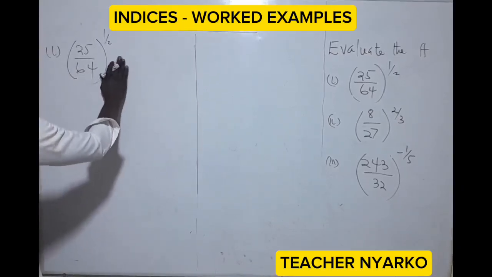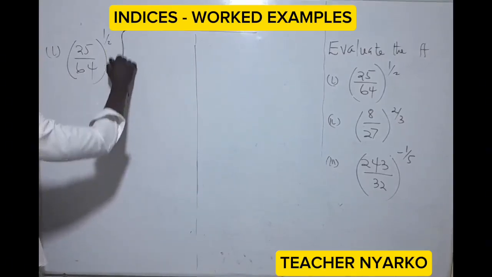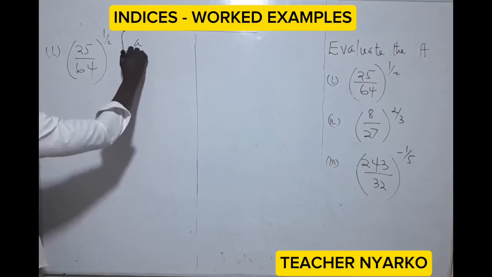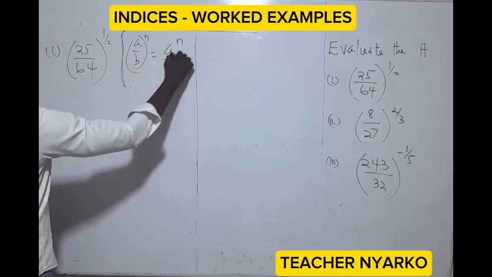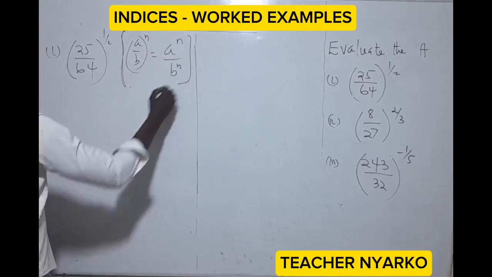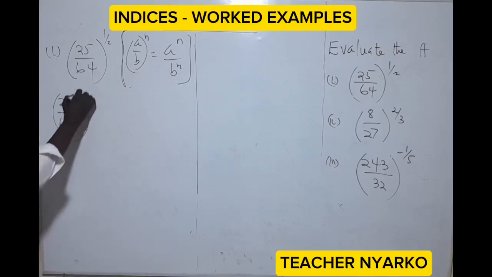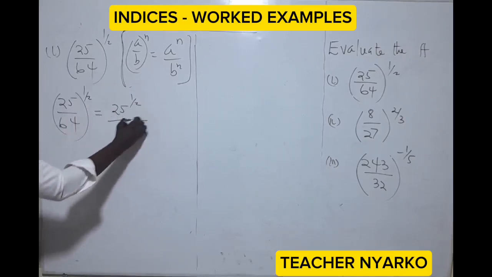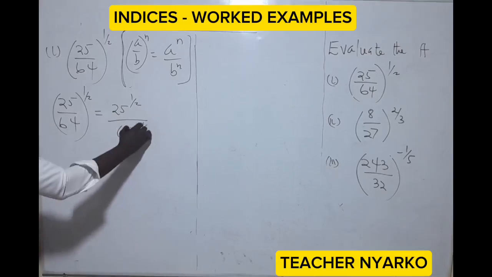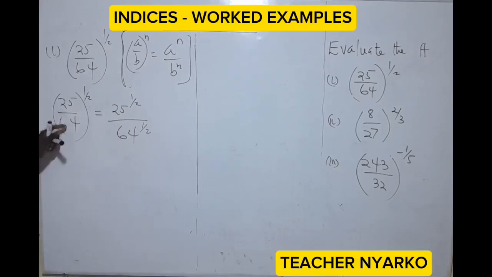We need to understand. There is a property that says that if you have a over b exponent n, this is the same as a raised to the power n, over b raised to the power n. I guess you remember this property. This means that 25 over 64, all exponent half, is the same as 25 raised to the power half, over 64, also raised to the power half, because the exponent is affecting both the numerator and the denominator.